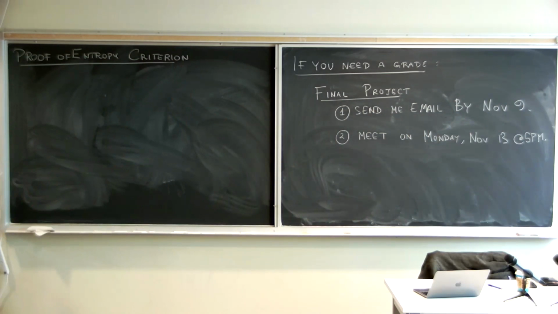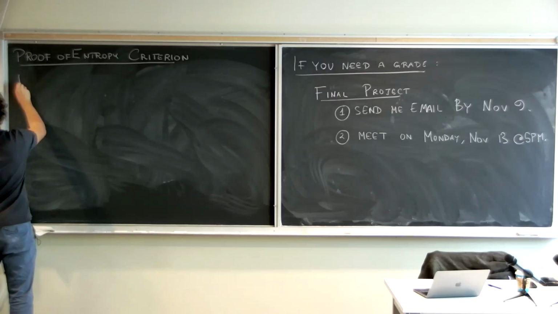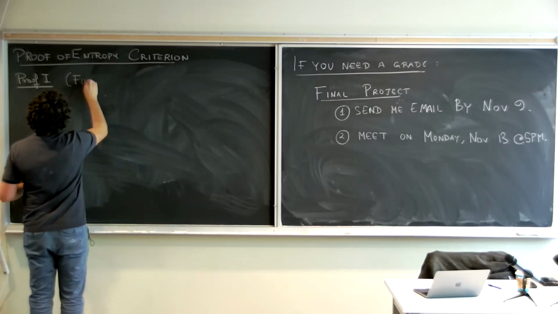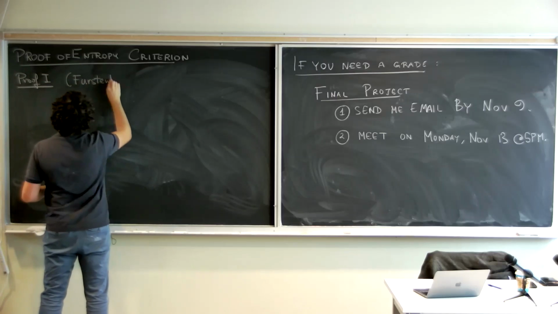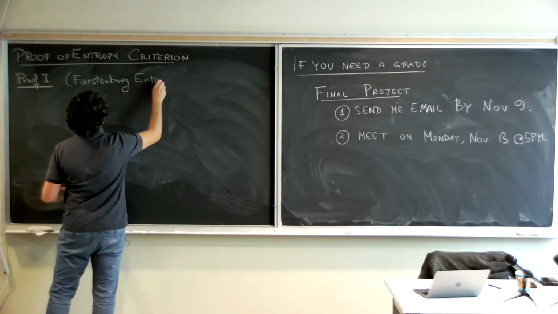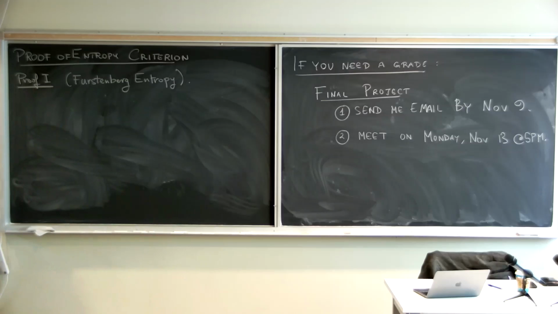The first proof is based on the concept of Furstenberg entropy, which is also a very interesting notion of entropy, so that's why I also want to discuss that. And then the second one will be using partitions, and that's the proof of Kaimanovich and Vershik. But let's first discuss the Furstenberg entropy proof.